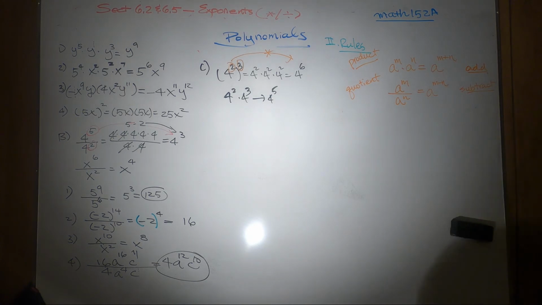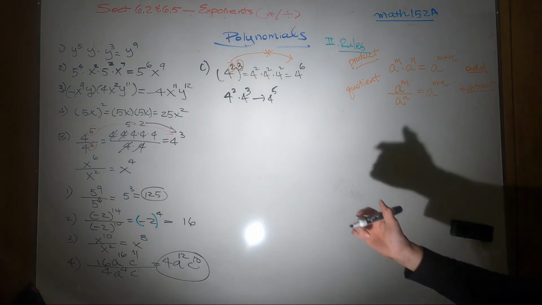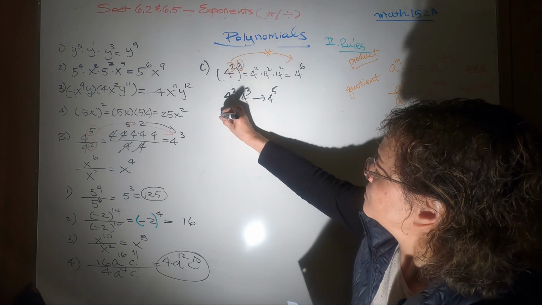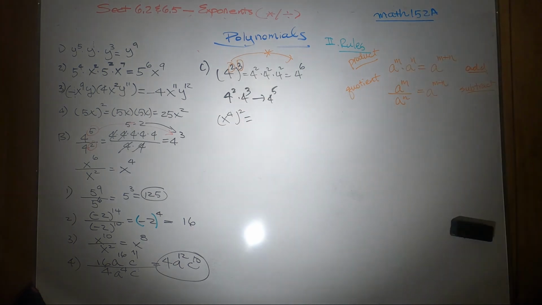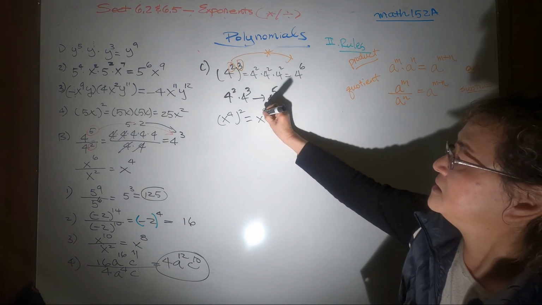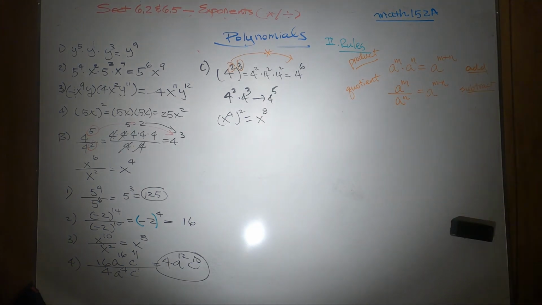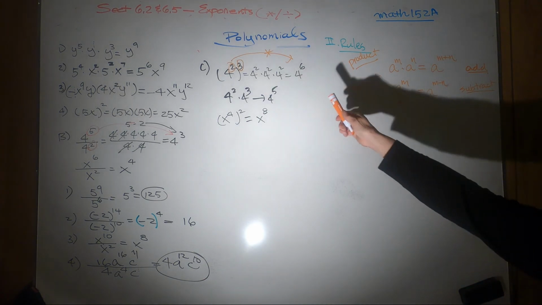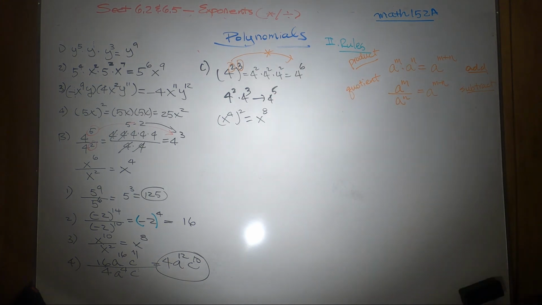So power on power, you need to multiply your powers. Okay? So if you have x to the 4th to the 2nd power, how many x's you have? You have 8 of them, because 4th times another x to the 4th, total is 8. Okay? So you need to be careful which one you are using.